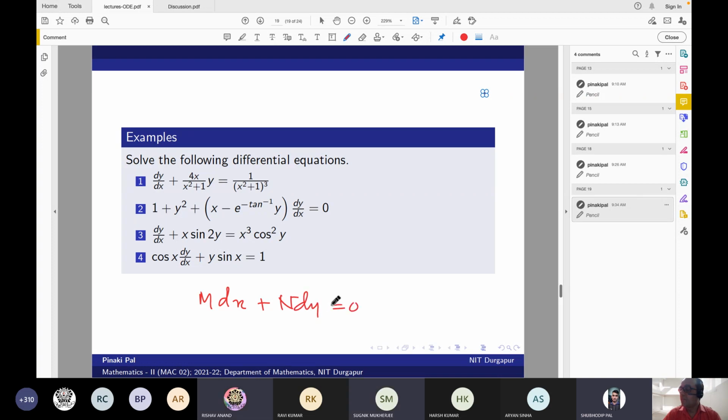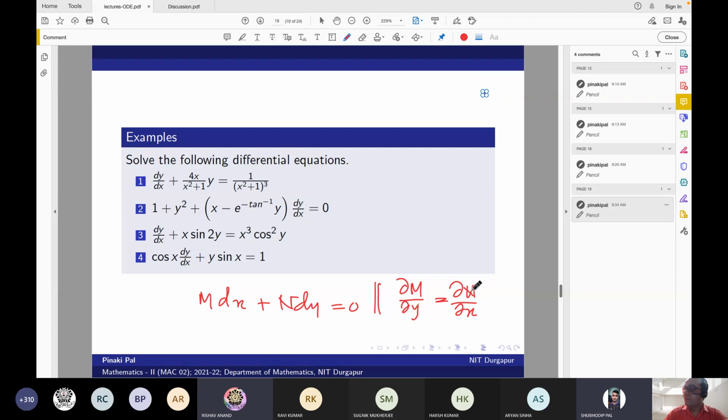Then we can check whether it is an exact equation or not. You just take del M by del y equal to del N by del x. If that happens, then it is exact. But if it is not exact, still we can find the integrating factor. From the exact differential, how to find the u function?